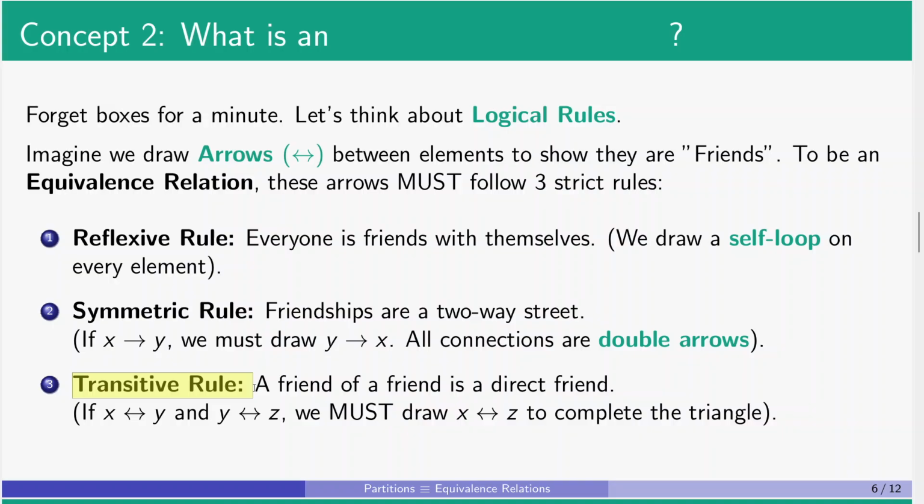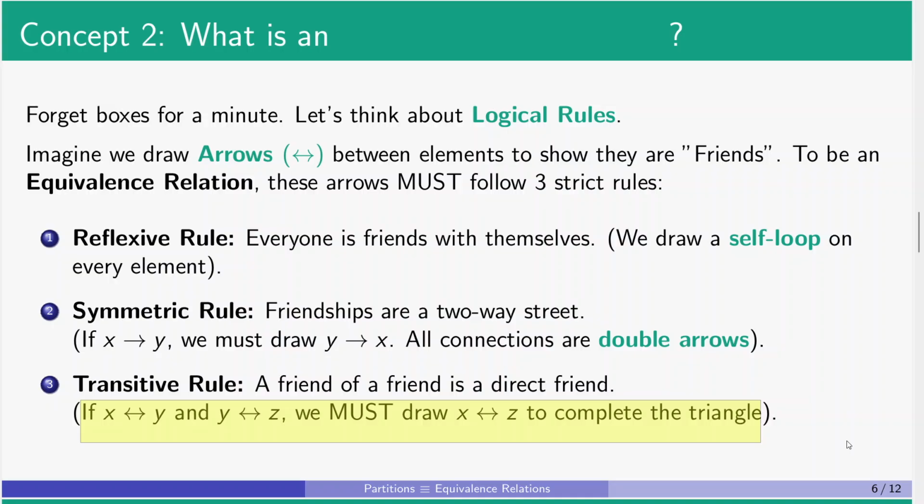Rule number 3 is called the transitive rule. This is the most interesting one. It says that a friend of a friend must also be a direct friend. More precisely, if X is connected to Y, and Y is connected to Z, then we are required, not just allowed, but required, to also draw a direct connection between X and Z. We must complete the triangle. No gaps allowed. These 3 rules, reflexive, symmetric, transitive, are the defining properties of an equivalence relation. A relation on a set is an equivalence relation if and only if it satisfies all 3.